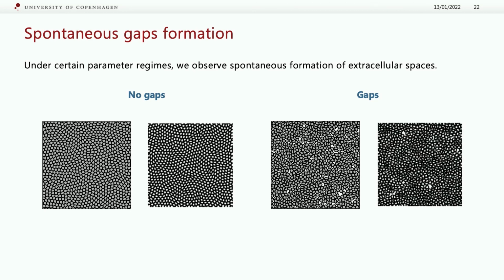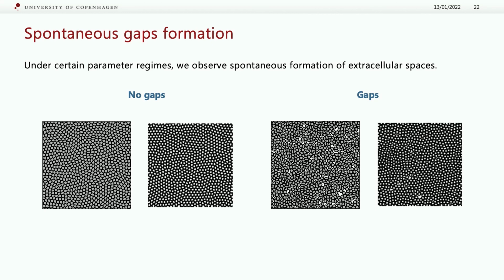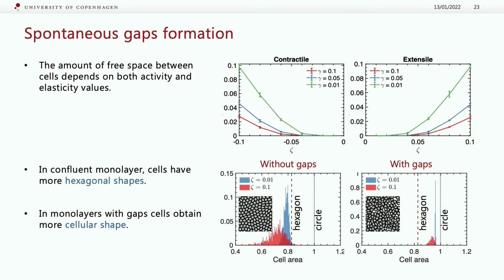We saw that this behavior appears when the activity is high. So if you increase the activity of cells, the gaps start forming, and you can see this from the plots on the top, where we measured the fraction of free space in the simulation domain, which increases as you increase zeta. Another interesting observation was that it also affects the overall shape of the cells.